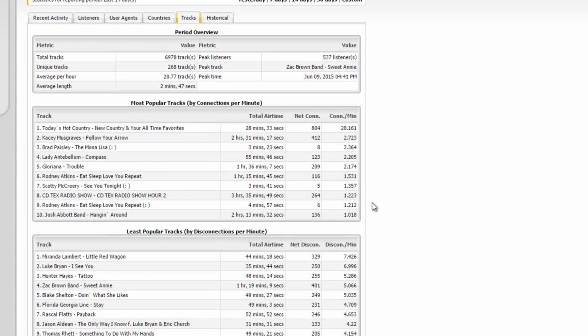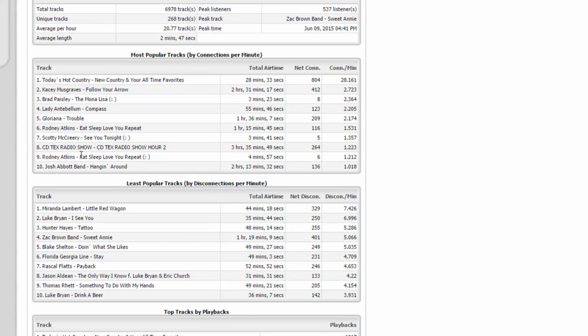Most popular tracks by connections. This could be a fluke. It might not be a fluke. This number one track is like a station liner, so those get played fairly often. But if you look at the other songs, you can see the least popular tracks. Again, this is by disconnections. It might not necessarily be indicative of that, but it could be. So it kind of gives you some interesting statistics to work on.